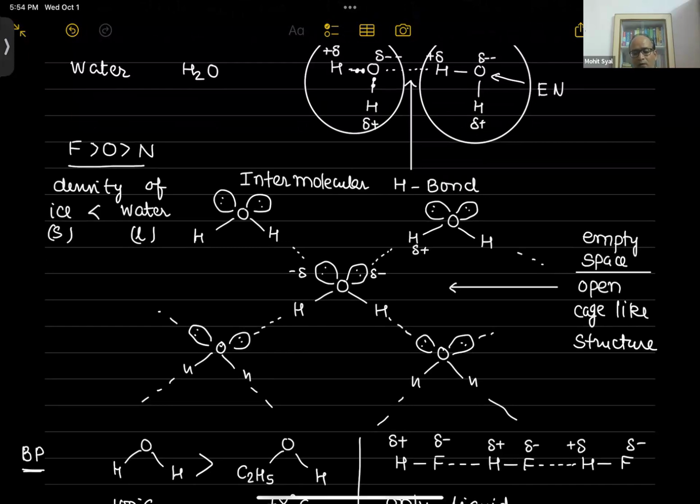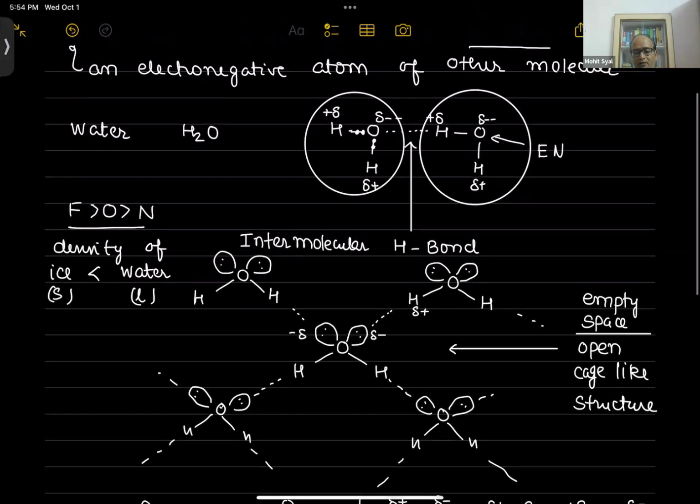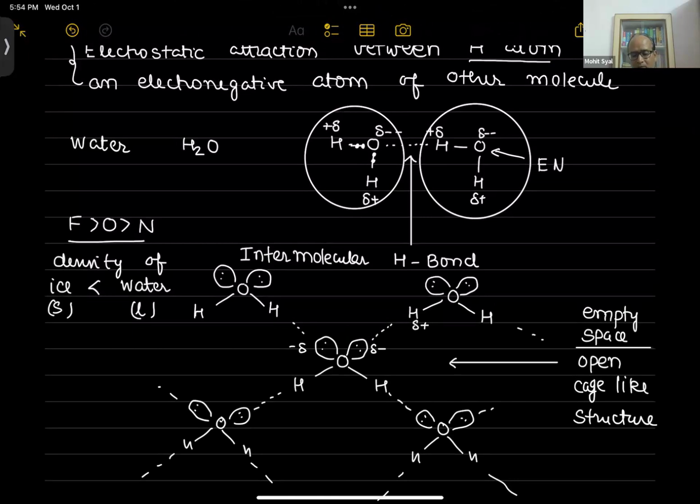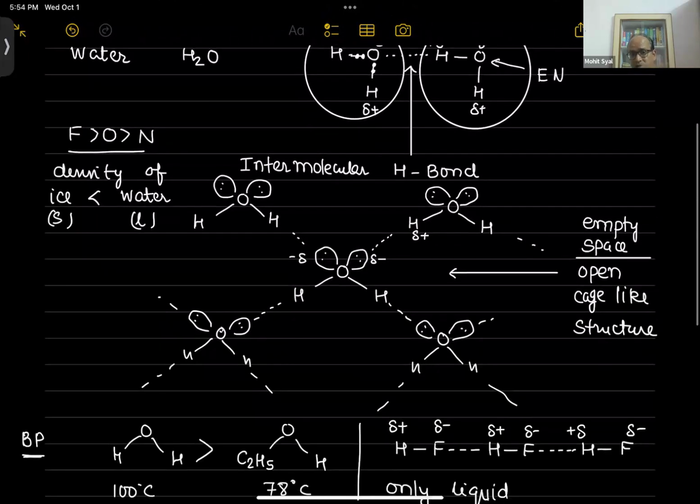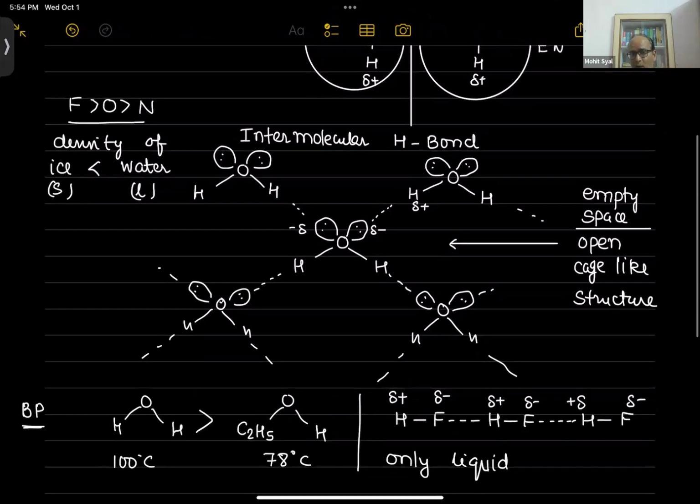So this is the water molecule. I was just discussing that in the water molecule, H acquires a delta positive charge because it is connected to oxygen, which is electronegative. So the oxygen acquires a partial negative charge. Because of that, there is a force of attraction represented by these dotted lines. This is known as hydrogen bonding.